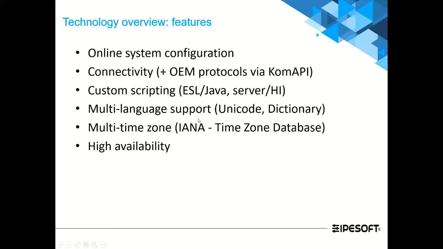Multi-language support. D2000 uses Unicode, so you can use special characters from various languages simultaneously. We support a dictionary, so you can have a single scheme that can be displayed in different languages. Multi-time zone. D2000 can present data in different time zones for different users. For example, we have an application here in Slovakia to which American users are connecting, so they can see the data and graphs in Eastern Standard Time, for example, when they are in New York.